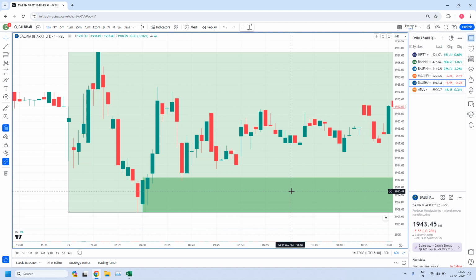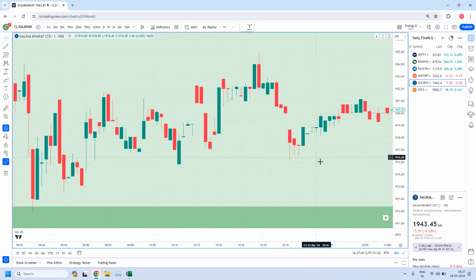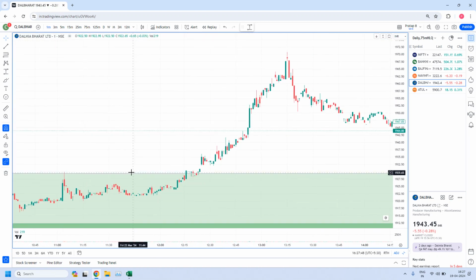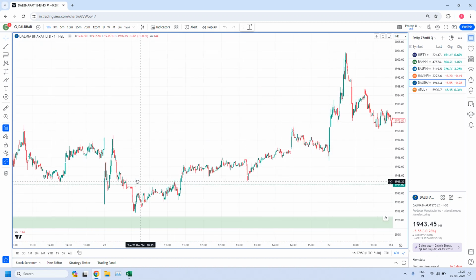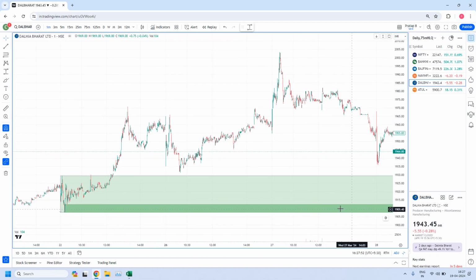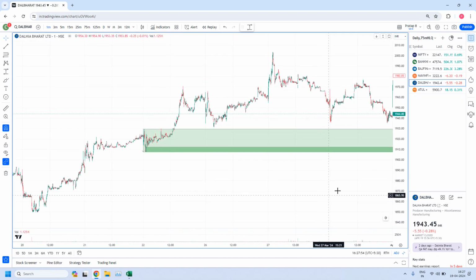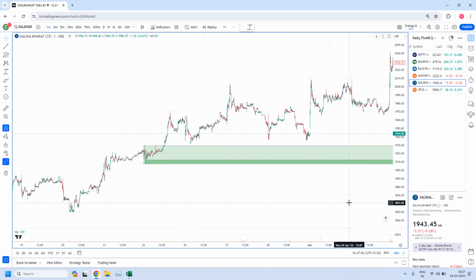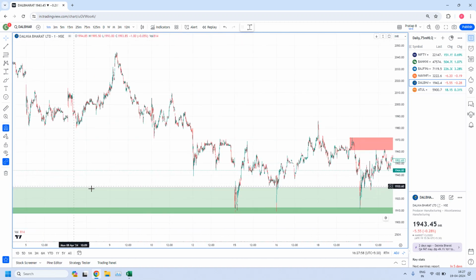But manually we need to guess. How can we manually guess? Maybe we may not be able to identify it at the time of zone creation. Maybe it is tested multiple times. See here, this is the first test. Multiple times it is tested. Not only tested, within this area new zones were also created at the 1 minute level. That could be another reason. See here.